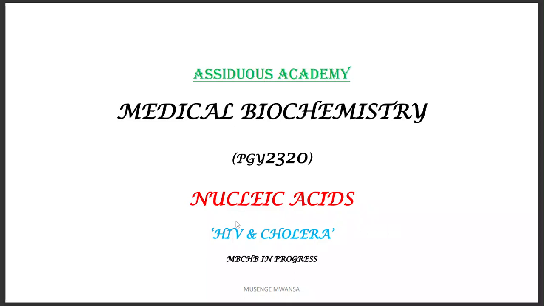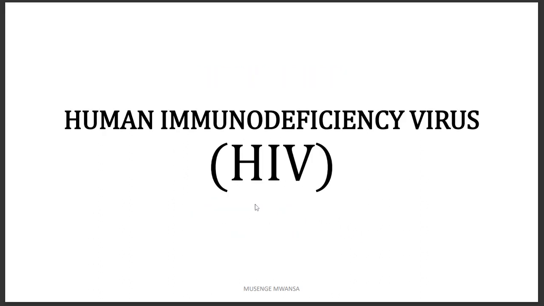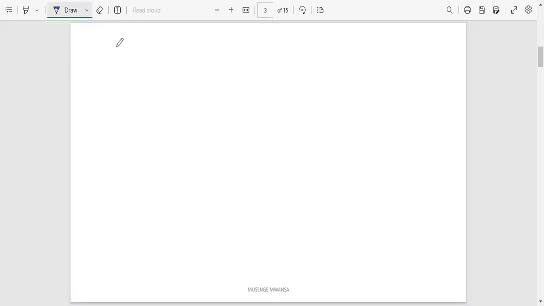With our knowledge of nucleic acids, let's get to apply that in HIV and cholera disease. Now, starting with the HIV, which is the human immunodeficiency virus, this one is a retrovirus, and the meaning of that is that the genetic material that HIV has is in form of RNA, and it is going to use this RNA to go to DNA. This DNA that it is going to form is now going to join with the DNA of the host.